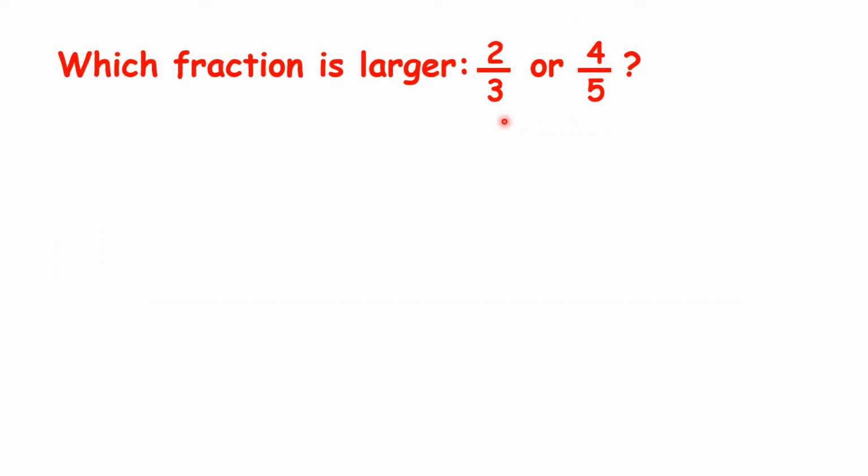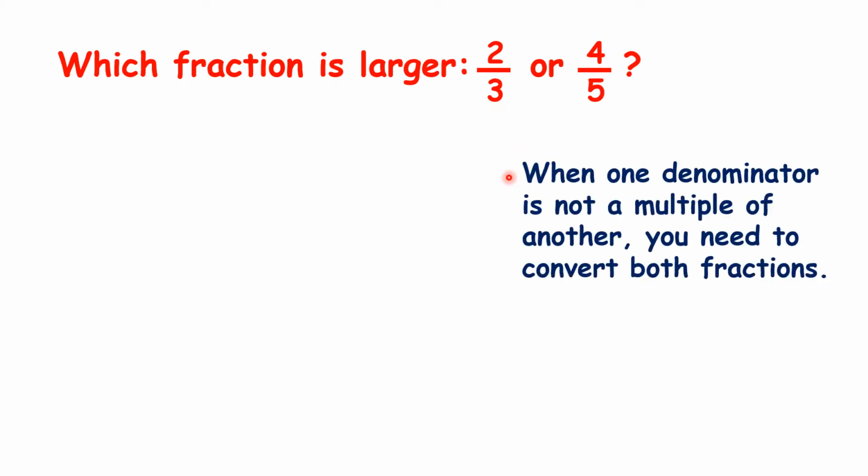Now here it gets more difficult. We need to compare 2/3 and 4/5. But we can't change thirds into fifths. 5 isn't a multiple of 3. So when one denominator is not a multiple of another, you need to change both fractions.